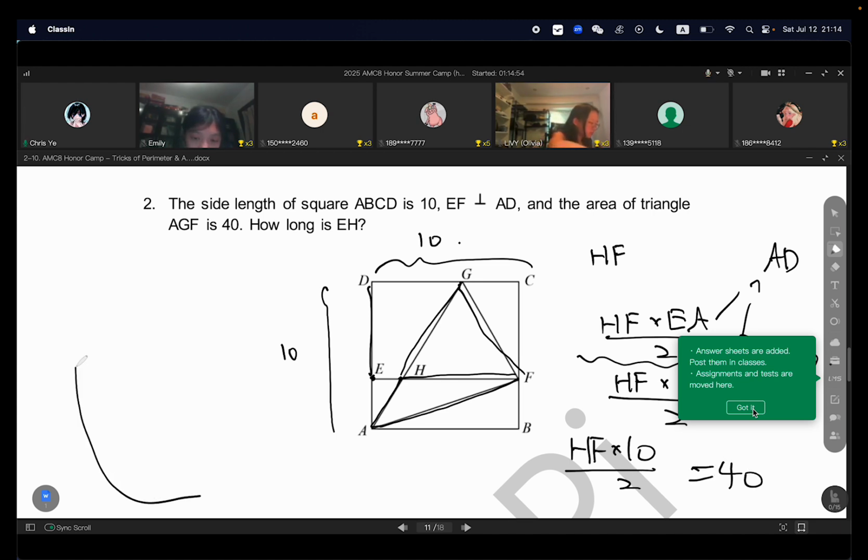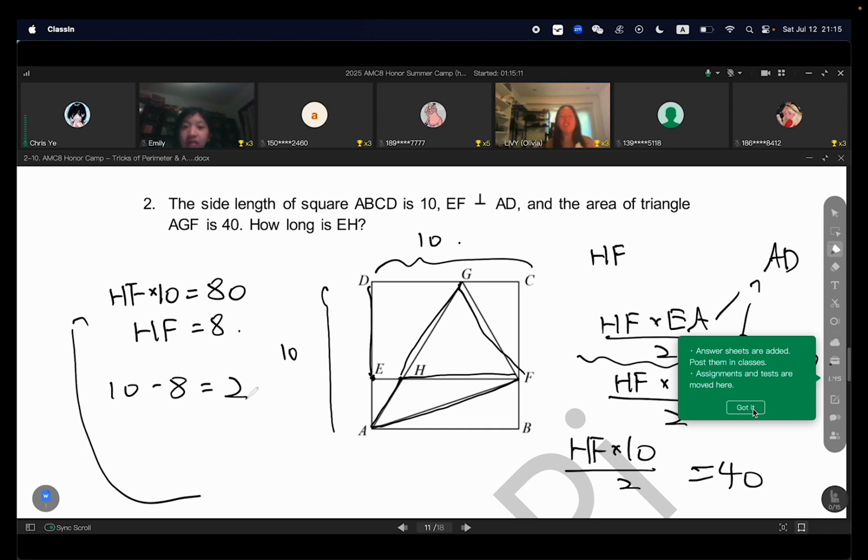Therefore, HF times 10 equals 80, and the length of HF is 8. And as you know, EF is 10, so EH will be 10 minus 8 equals 2. Are there any questions? If not, then we can move on to our final practice problem.